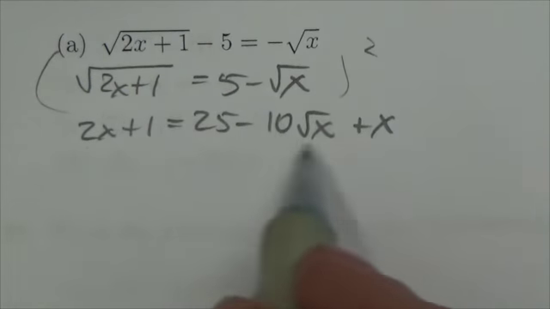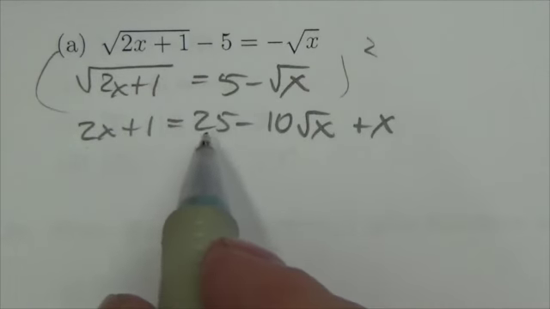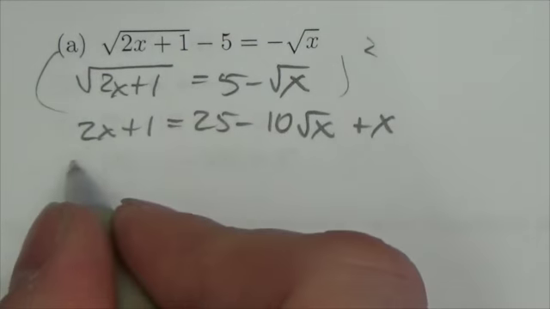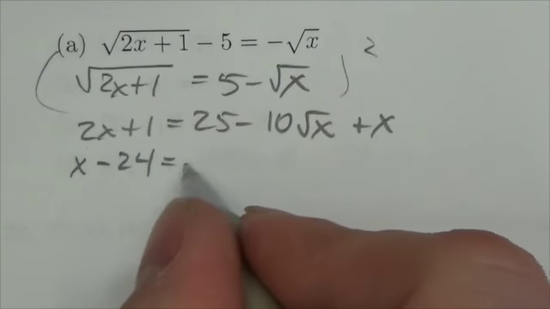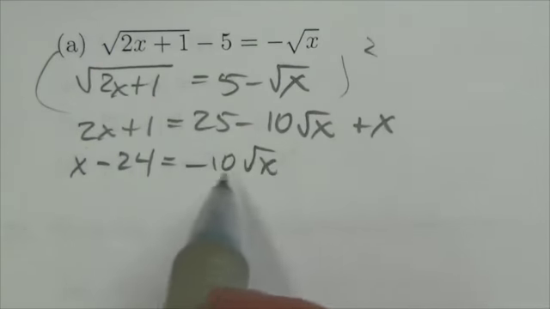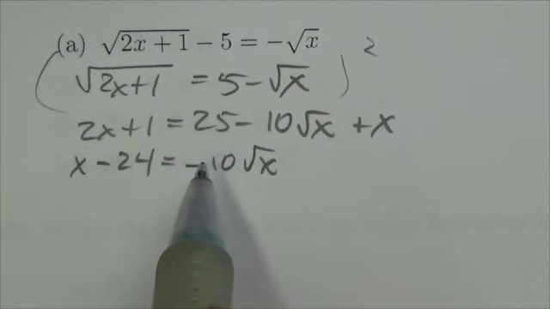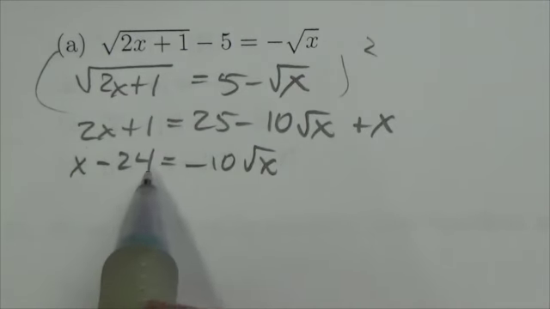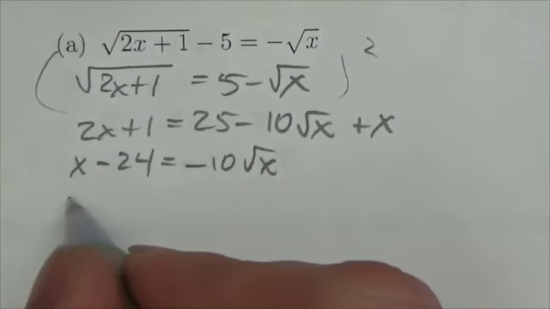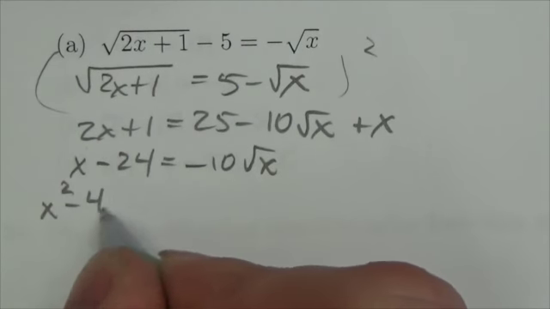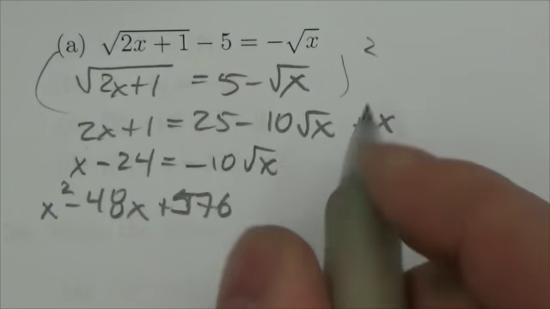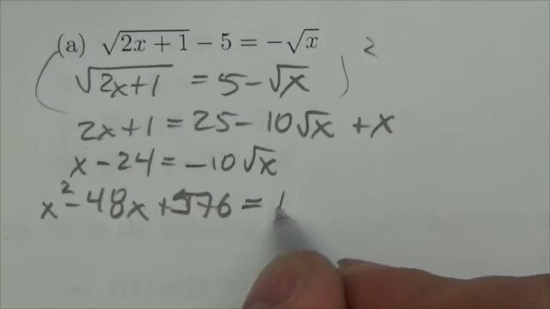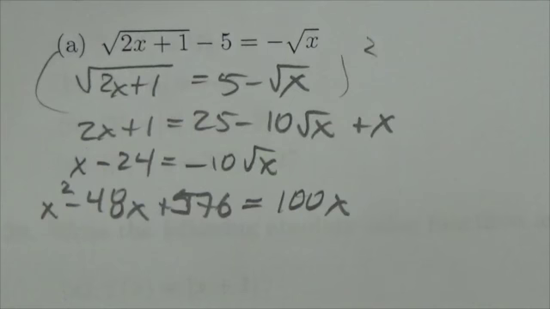Okay, now I'm going to isolate this negative 10 root x. Just bringing stuff over. If I bring the x over, I'll be left with an x here. Negative 24 will equal negative 10 root x. Now it doesn't bother me at all that there's a negative there, because once again I'm going to square both sides of the equation, and when I do that I'm going to get x squared minus 48x plus 576 will equal, well, negative 10 squared is 100x.